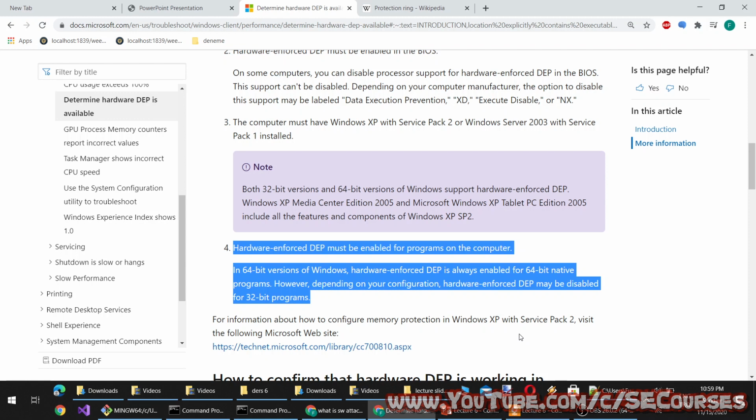Hardware-enforced DEP must be enabled for programs on the computer. In 64-bit versions of Windows, hardware-enforced DEP is always enabled for 64-bit native programs. However, depending on your configuration, hardware-enforced DEP may be disabled for 32-bit programs.